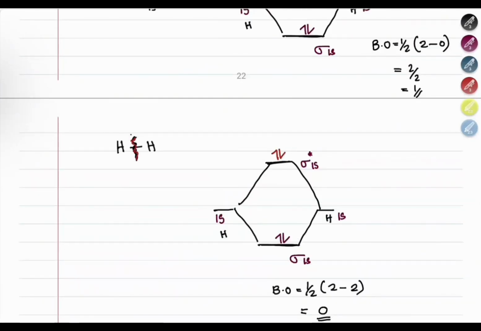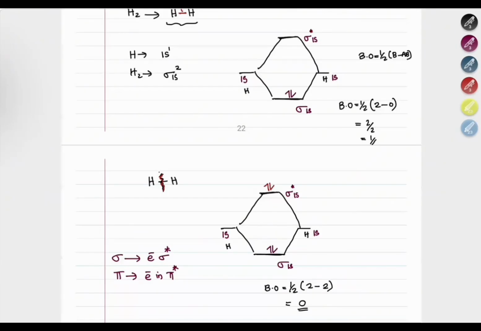That means to break a sigma bond, what do we have to do? We have to put electron in sigma star orbital. To break a pi bond, what do we have to do? Put an electron in pi star orbital. So whatever bond we have to break, we just need to put electron in the anti-bonding orbital. If you are putting electron in anti-bonding orbital, the corresponding bond will break.